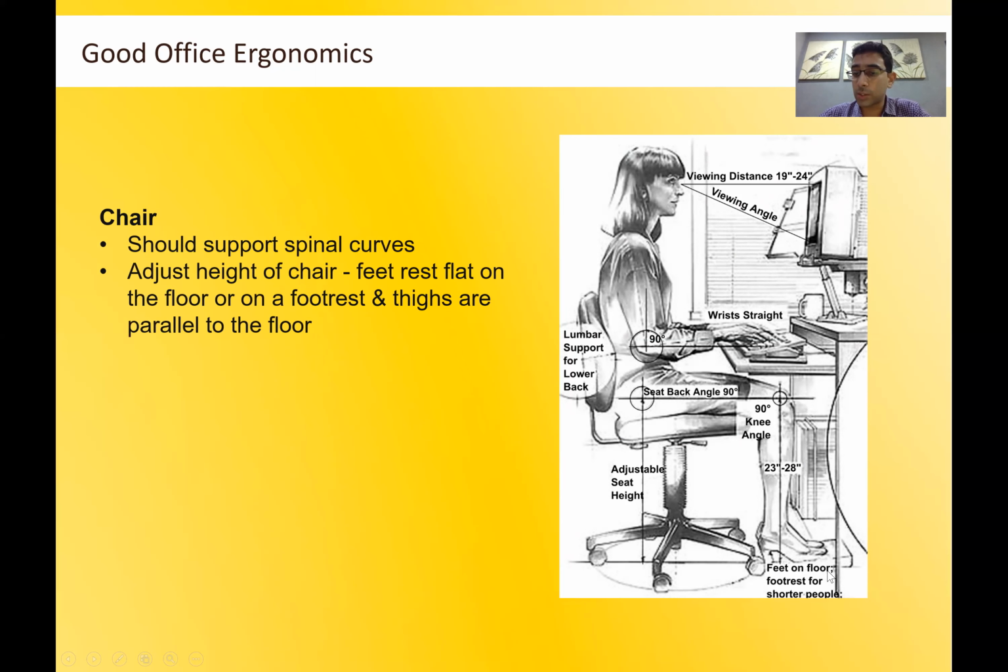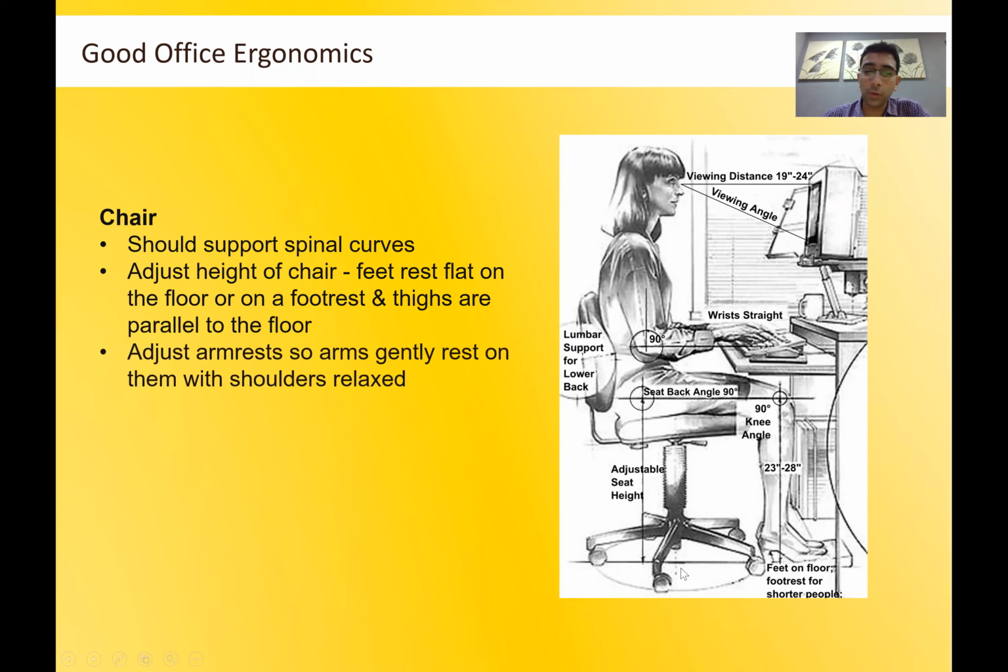So she has a footrest because she's a bit short, but the feet should be lying nicely at an angle of 90 degrees. And the thighs should be parallel to the floor. This is very important. If the chair is too high, the thighs will be at this angle. If the chair is too low, the thighs will be at this angle. So you should make sure the thighs are at 90 degrees and parallel to the floor.